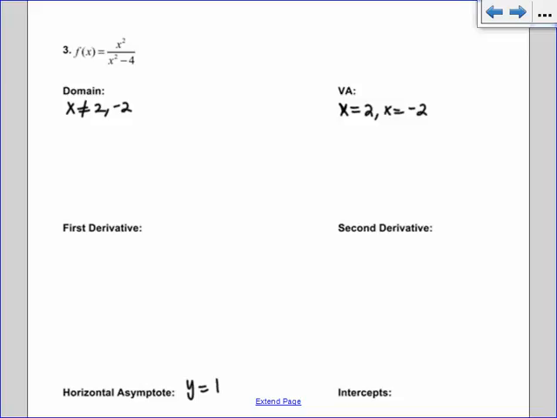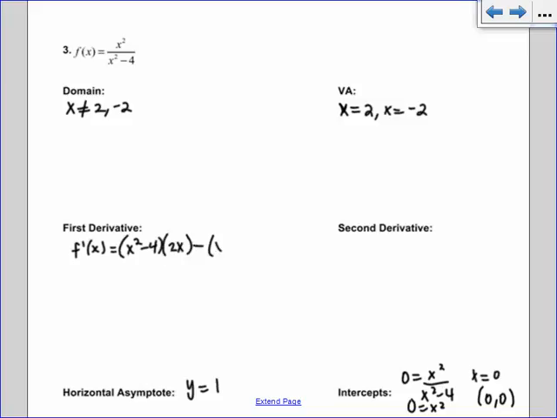Intercepts, if I find the x-intercept, I plug in 0 for y. So I end up getting 0 equals x squared. So x equals 0. And if I find the y-intercept, I also get 0, right? If I plug in 0 for x, I get 0 over -4, which is also 0. So 0, 0 is the only intercept. So if we go ahead and we find the first derivative, so take the derivative using the quotient rule. So we're going to have low d high minus high d low all over the square of what's below.